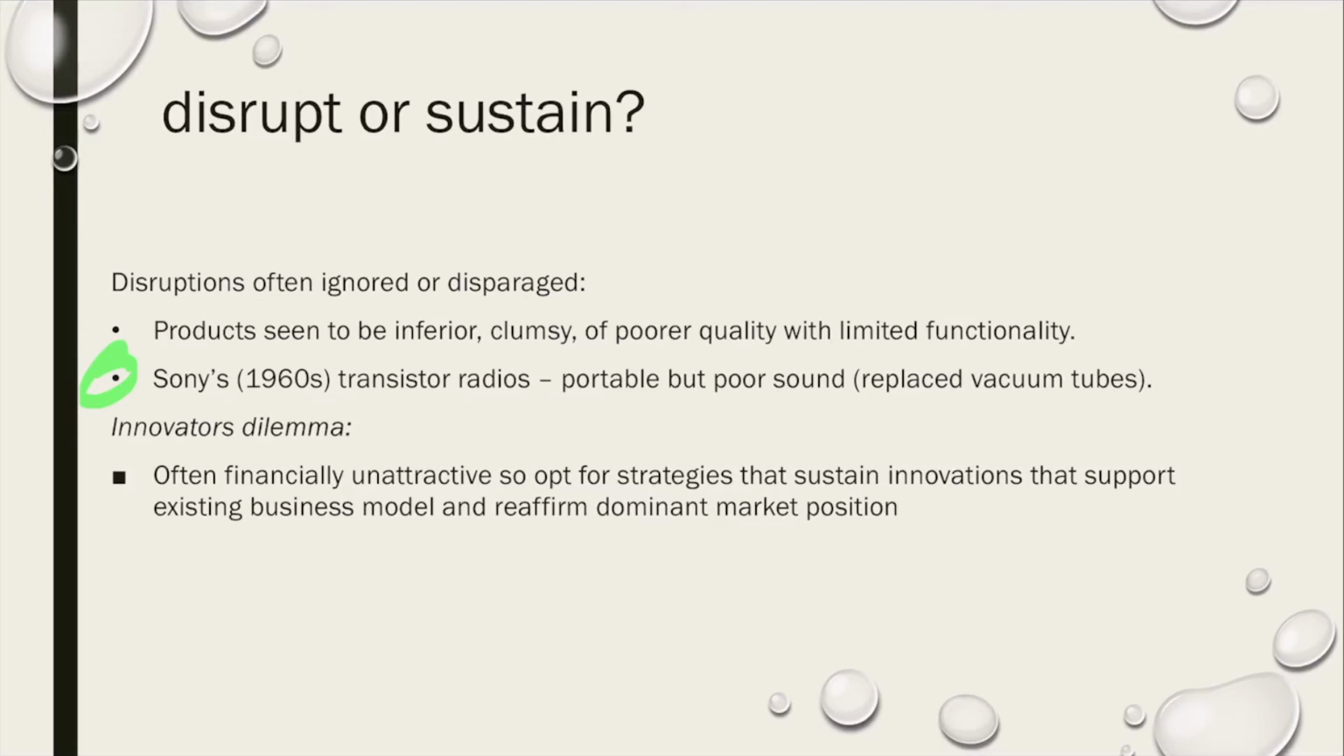And then innovators' dilemma, often financially unattractive, so opt for strategies that sustain innovations that support existing business model and reaffirm dominant market position. For instance, Elon Musk right now is funding most of his efforts to get the electrical car out into production, making it cheaper and so forth. And he will start turning a profit. But new ventures are unattractive because they do require a lot of money and research and development, and you never know if that product is going to be successful or not. So you want to sustain yourself by doing strategies that are going to support the business while you try to get the new product going, getting off the launch pad.